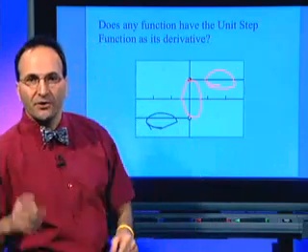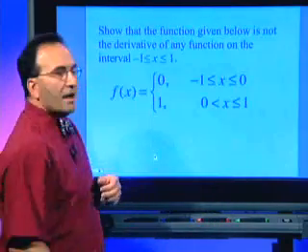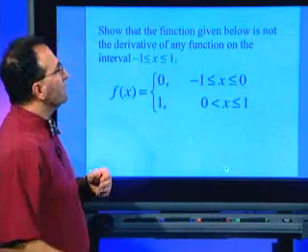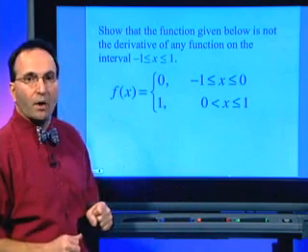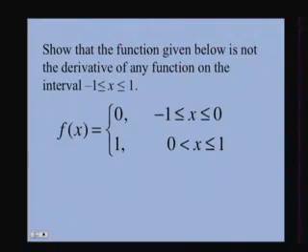Okay, well now it's time for you to try a problem. I want you to show that the function given below is not the derivative of any function on the interval in question. The interval is from -1 to 1 inclusive, and the function f of x is equal to 0 when x is between -1 and 0 inclusive, and f of x is equal to 1 when x is greater than 0 and less than or equal to 1. Pause the video while you work on this problem. When you're finished, restart the video to check your solution.